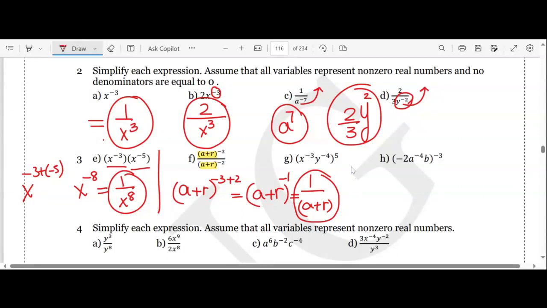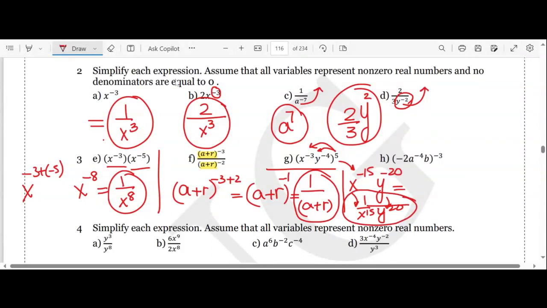Okay. Next one. This one, I have to distribute the power, right? Okay. So it's going to be x to the power of what? Negative 15. y to the power of negative 20. Then you flip it. So it becomes 1 over x to the power of 15, y to the power of 20. All this where? In the bottom, in the denominator.